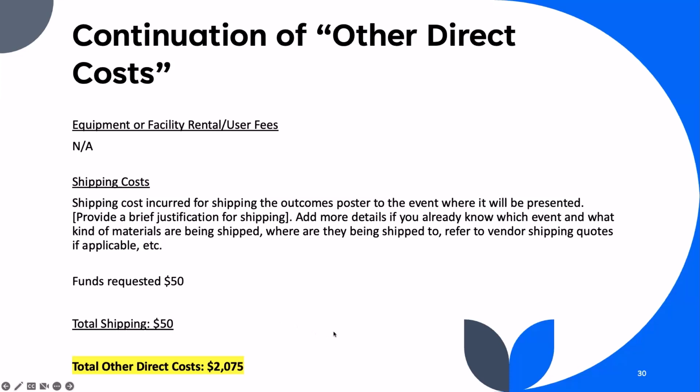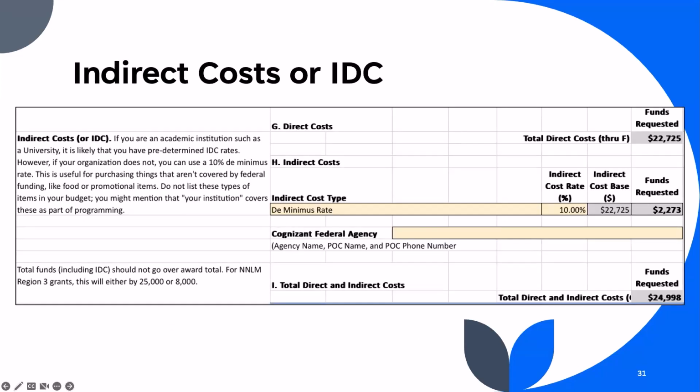And as you're going through these sections of the budget justification, you'll want to have your subtotals listed out, and then you'll want to list the total of all those at the bottom of each section. So this section would have its own total, right? All right, so that was the whole other direct cost section.